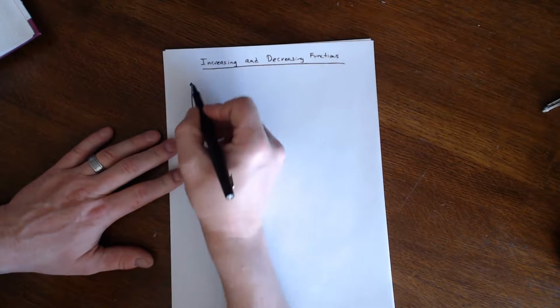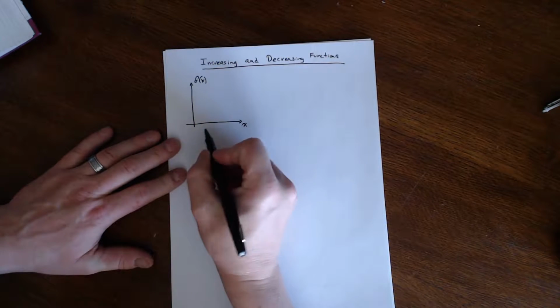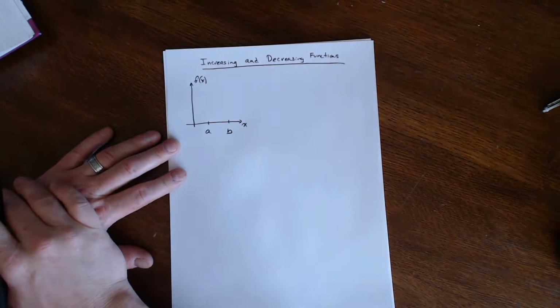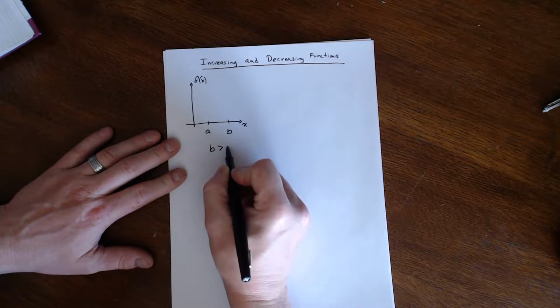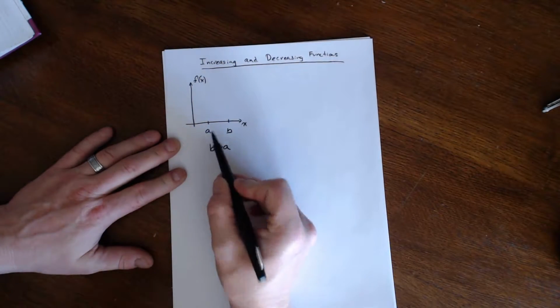We have x and we have f of x. Now we can pick 2 points A and B along the x-axis, with the caveat that B is going to be greater than A. So that means B is going to be to the right of A.